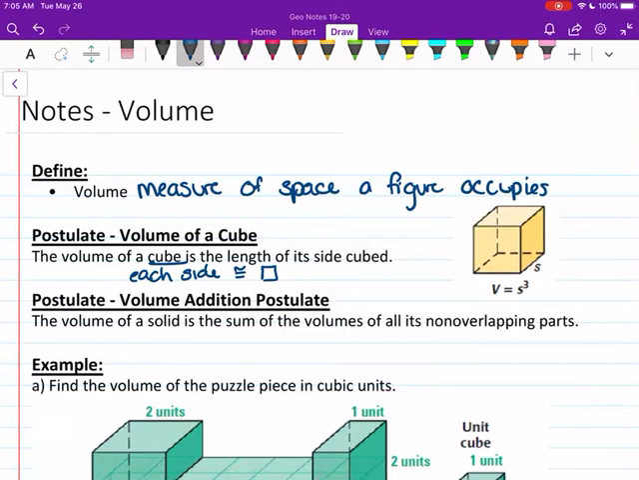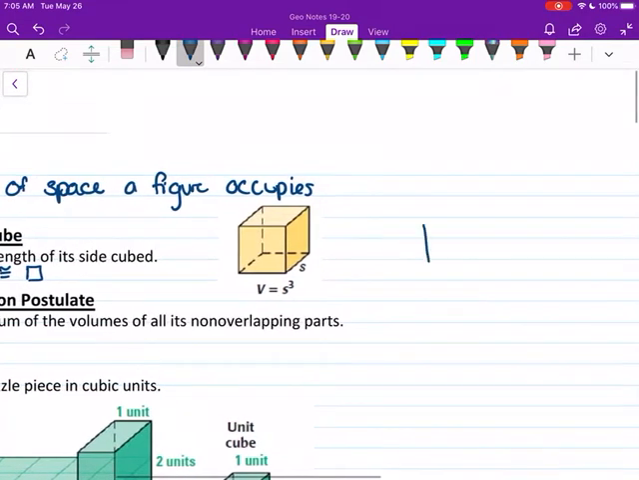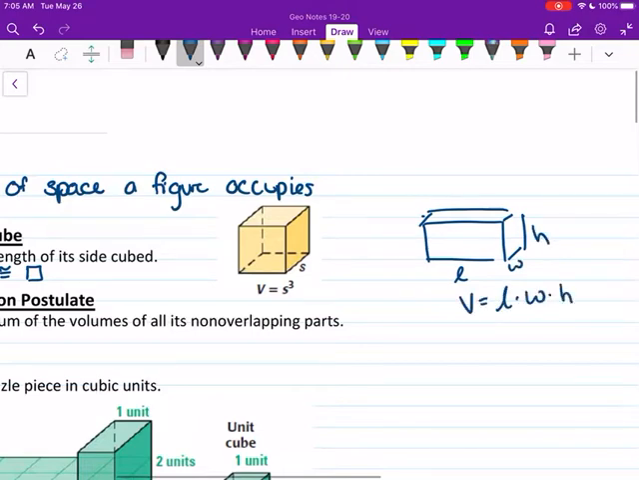Okay, and you may have heard that the volume of a box is length times width times height. So if I have a box here and I have the length, the width, and the height, the volume is length times width times height. But if all three of those are the same measure, like it would be in a cube, then it's just that length cubed.